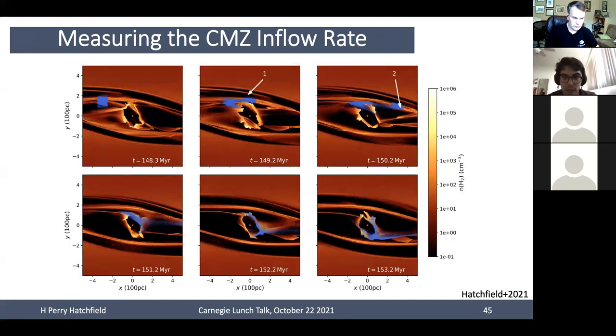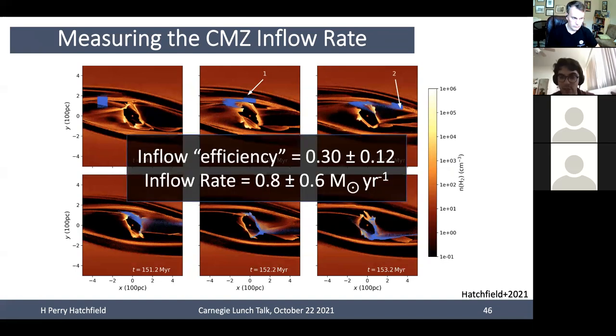Here's a little gallery of the way in which this happens. You have some sample of tracers in the dust lane. Some fraction of those tracers overshoot the galactic center, and some fraction of them accrete on. By taking a whole bunch of these measurements, we find an average inflow efficiency of about 30%. From that, we estimate the inflow rate towards the galactic center using the actual measurements of the dust lanes within the real central molecular zone. And we find that the inflow rate towards the galactic center is about 0.8 solar masses per year.